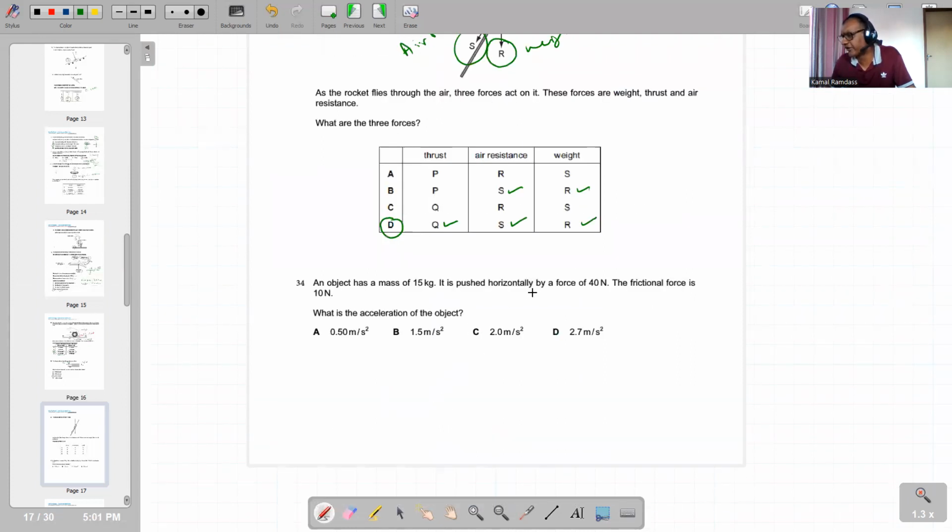An object has mass 15 kg. If it is pushed horizontally by a force of 40 newtons, the frictional force is 10 newtons. Et resultant force, c'est 40 moins 10, c'est 30. What is the acceleration? Acceleration, c'est 30 divisé par 15, c'est 0,5 mètres par seconde.